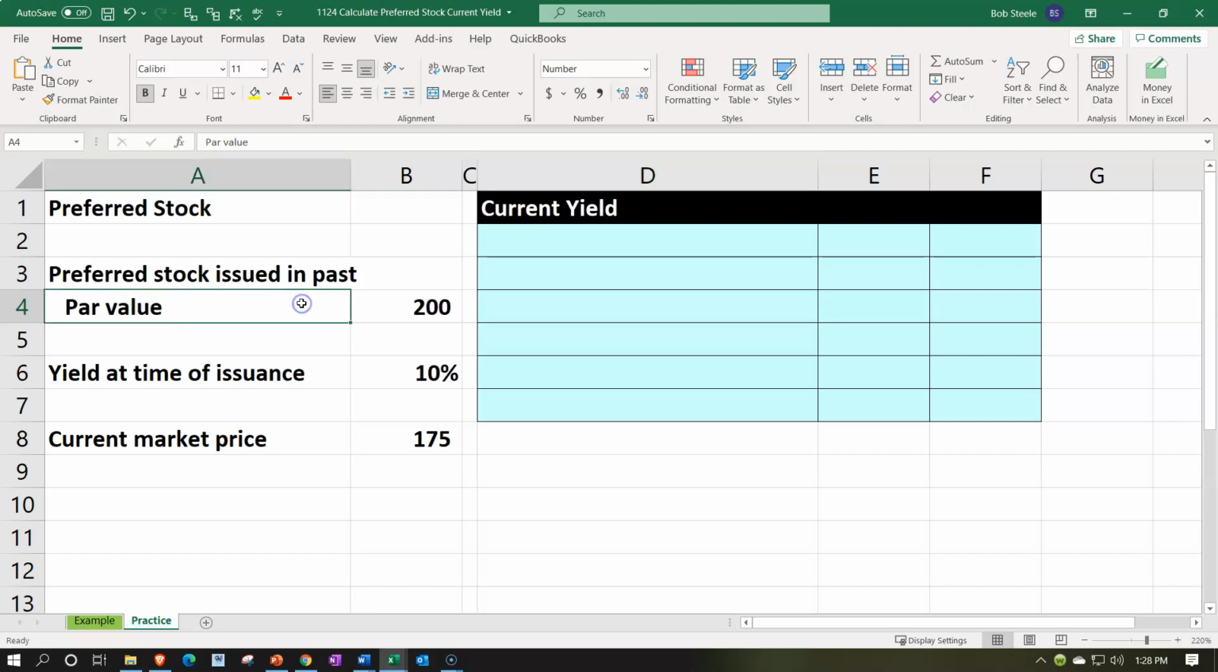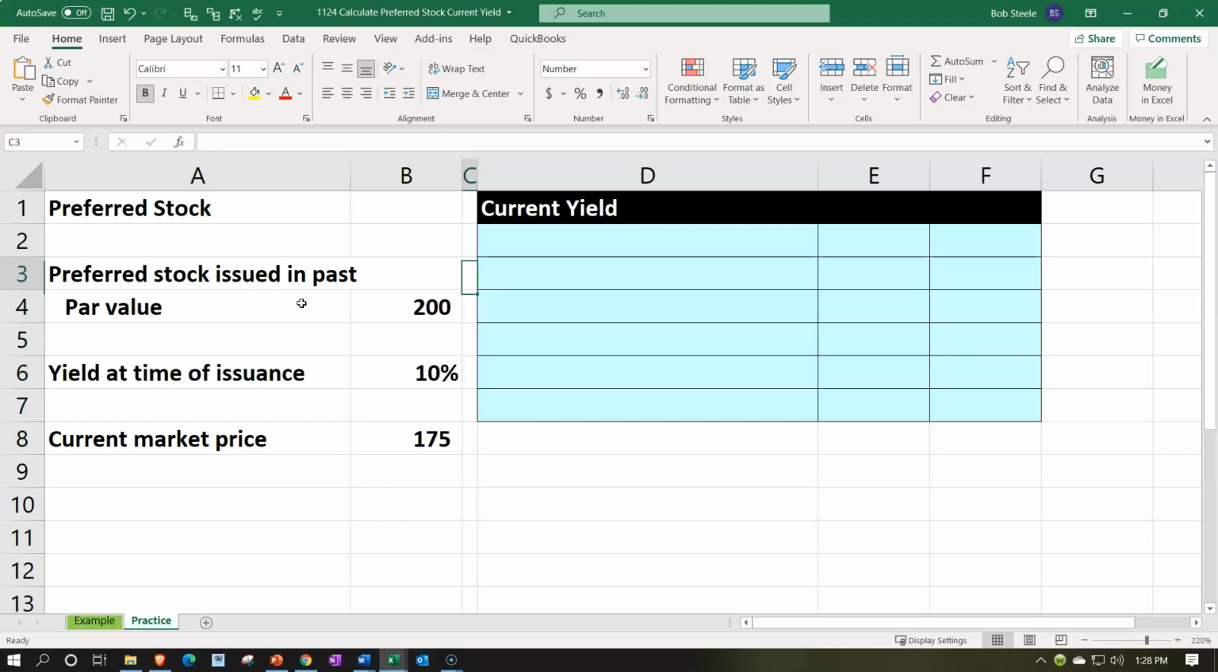So preferred stock, we have the preferred stock issued in the past. We're going to imagine this stock was issued at 200 par value. The yield at the time of issuance is 10%. We're saying the current price is now 175, so we want to figure out what the current yield is at this point in time.